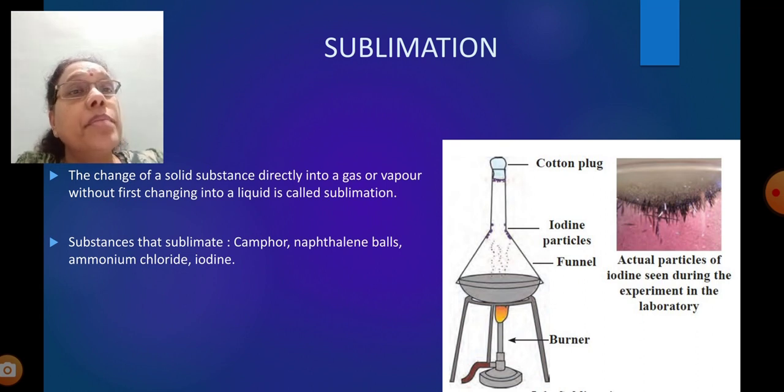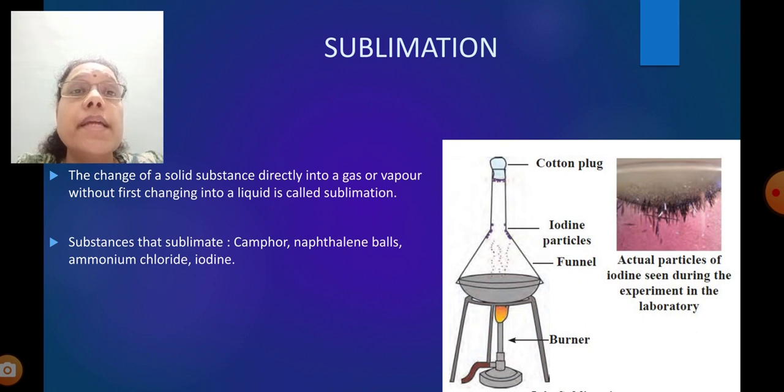And the second picture shows actual particles of iodine seen during the experiment in the laboratory. That colored one is the iodine particles. So these are the examples. Naphthalene balls we use in the cupboard, in the washroom, and wherever insects and rodents are attacking, there we keep naphthalene balls.